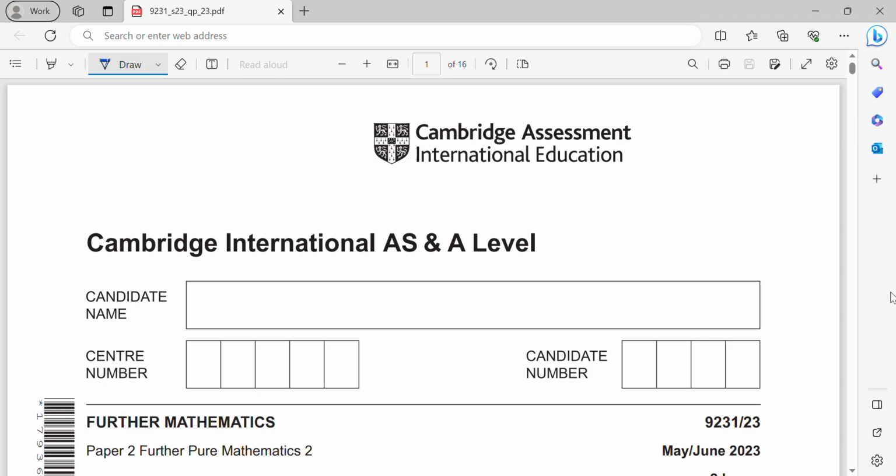This video is to discuss Cambridge International AS and A-Level Further Mathematics for paper 2, which is Further Pure Mathematics 2, and this is for May-June 2023, and the code is 9231/23. Alright, so let's get started.